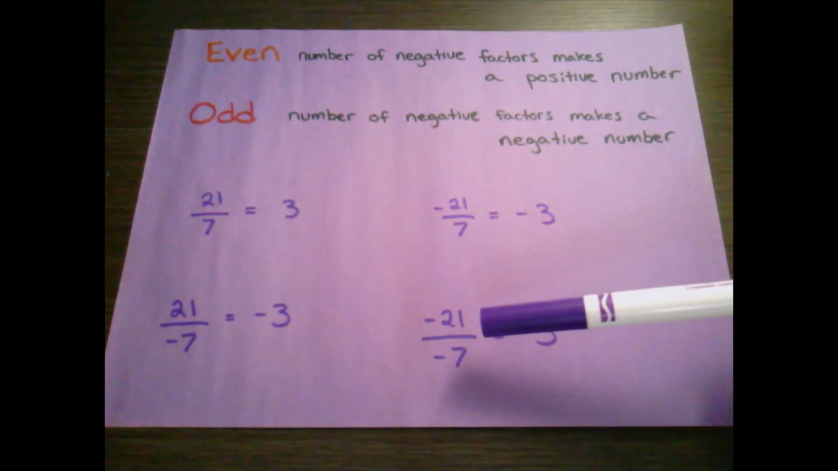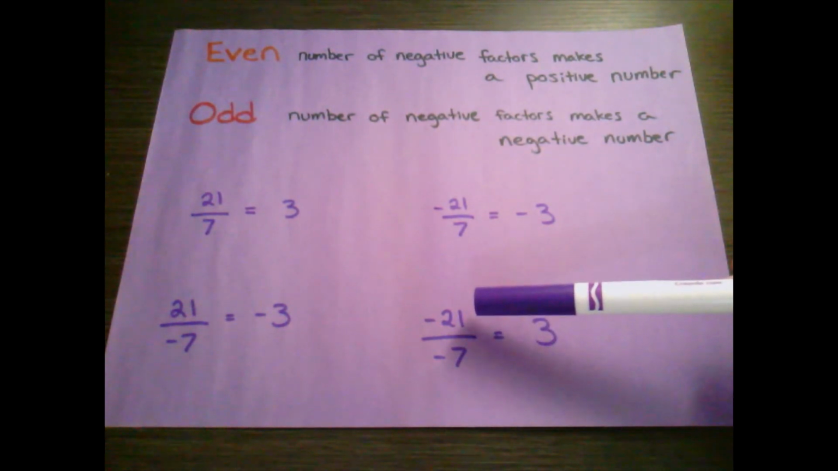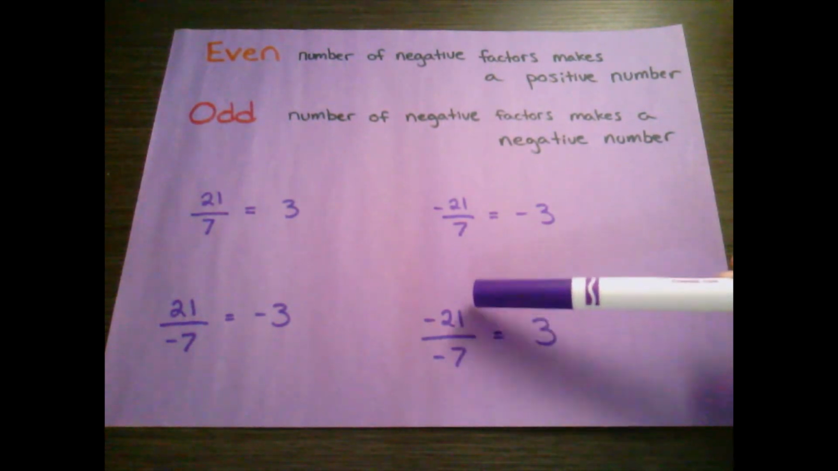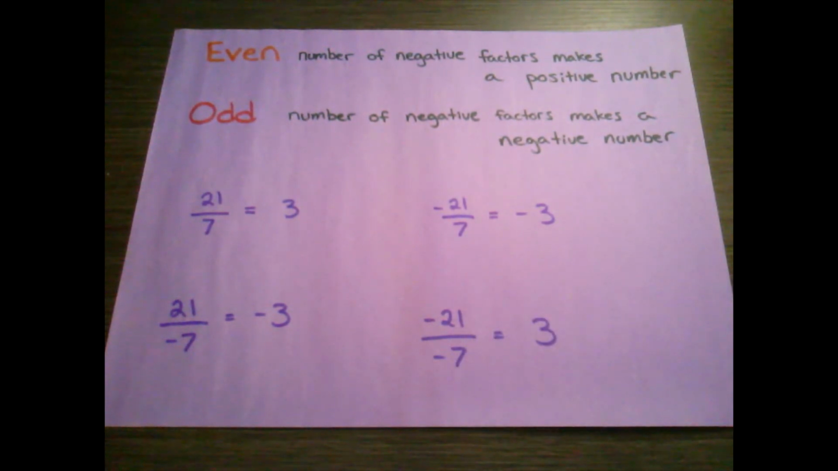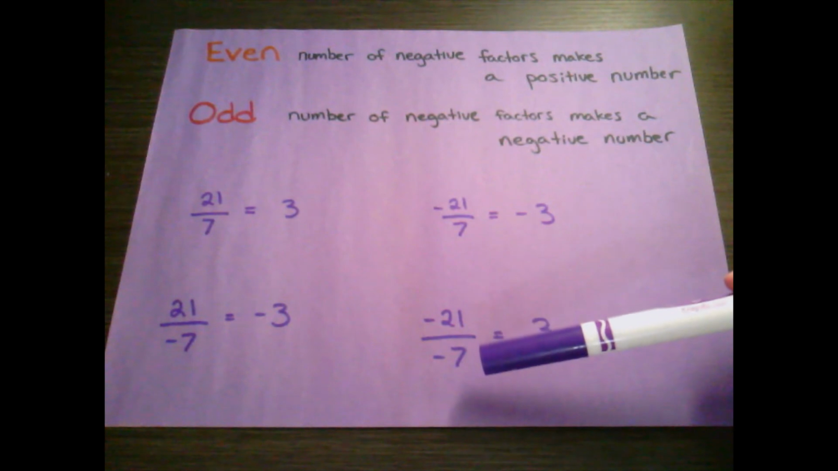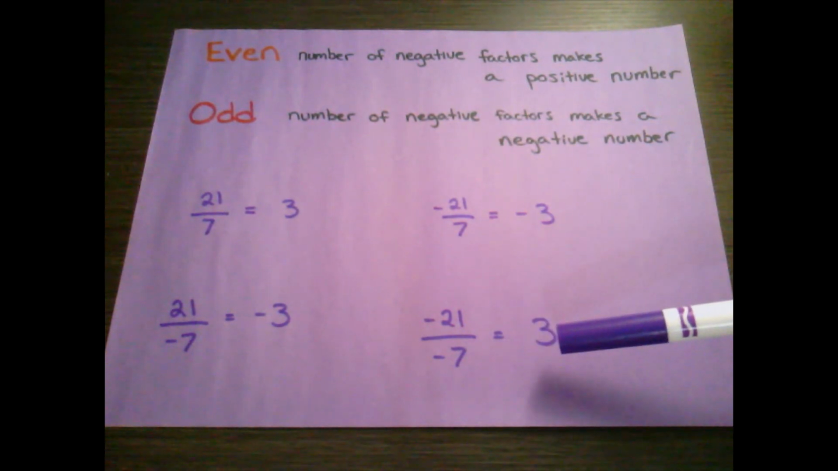With this equation, negative 21 divided by negative 7, we have two negative numbers. So, because that is an even amount of negative numbers, we're going to have a quotient of a positive 3, because negative 21 divided by a negative 7 equals positive 3.